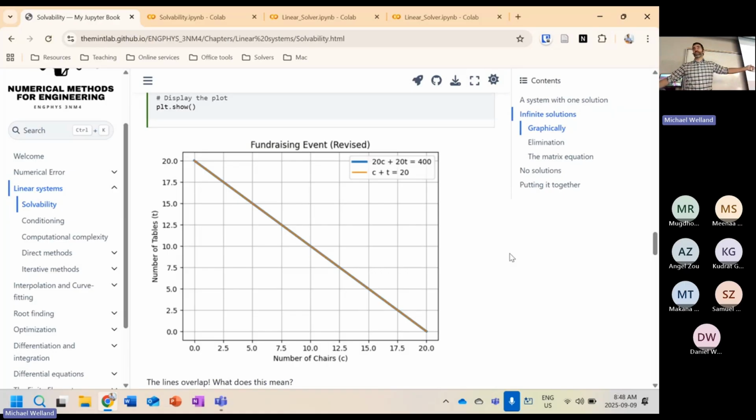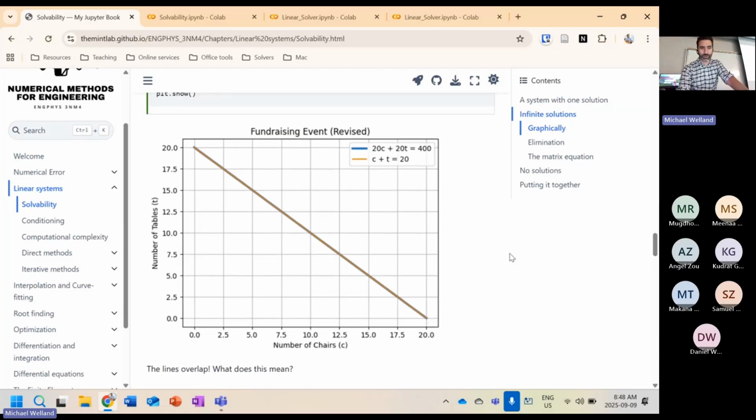Similarly, 0 chairs or 20 chairs, right? What about -500 million chairs? Would we get a number of tables that would satisfy that? Yes, we would. Is it meaningful? No, right? We'll just put a pin in that one. That's my poetic license for this course.